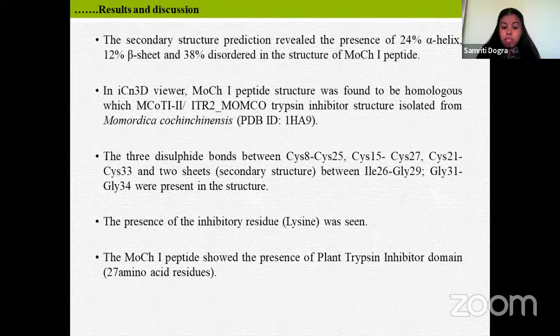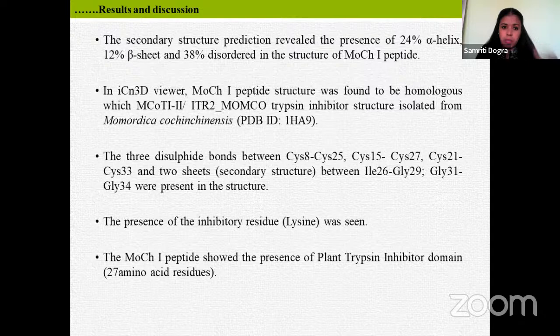Three disulfide bonds were observed, and two sheets were present in the structure. The presence of the inhibitory sequence lysine at the 10th position was observed. The MOCH1 peptide shows the presence of a trypsin inhibitor domain of 27 amino acid residues, which is basically a conserved domain.